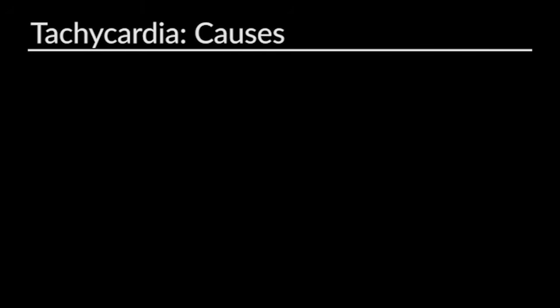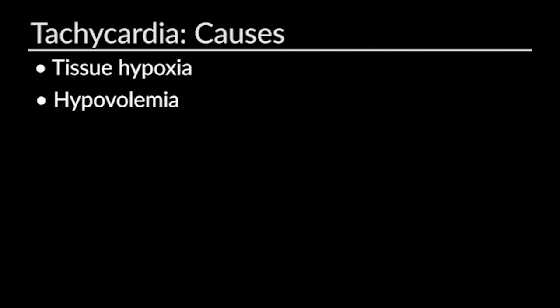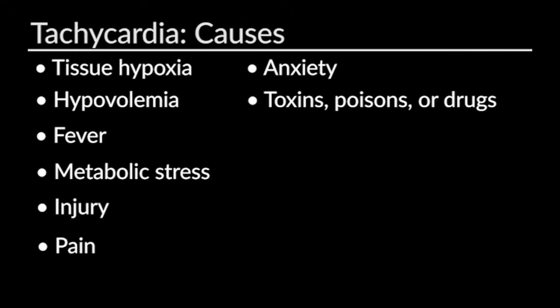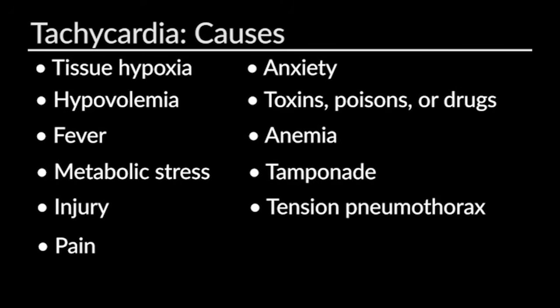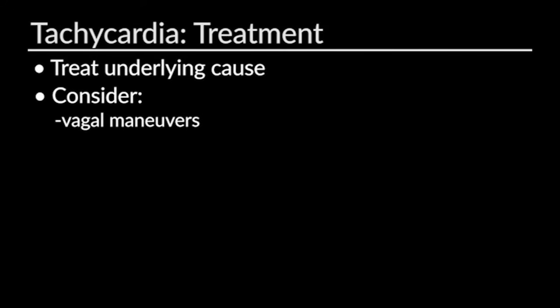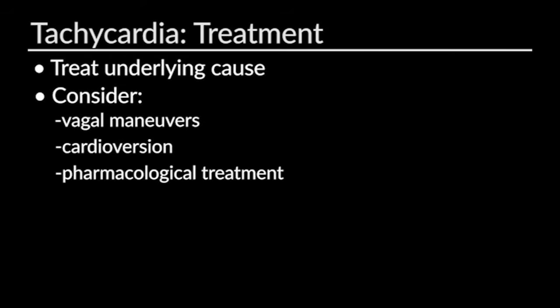Common causes of tachycardia include tissue hypoxia, hypovolemia, fever, metabolic stress, injury, pain, anxiety, toxins, poisons, or drugs, anemia, tamponade, tension pneumothorax, or a thromboembolism. Treatment of fast arrhythmias include treating the underlying cause. Consider providing vagal maneuvers, cardioversion, or pharmacological treatment to convert the rhythm to a normal sinus rhythm.